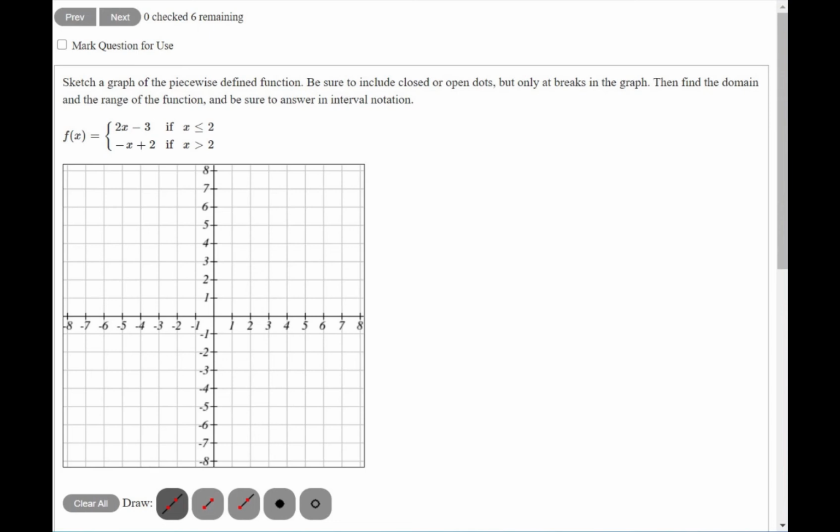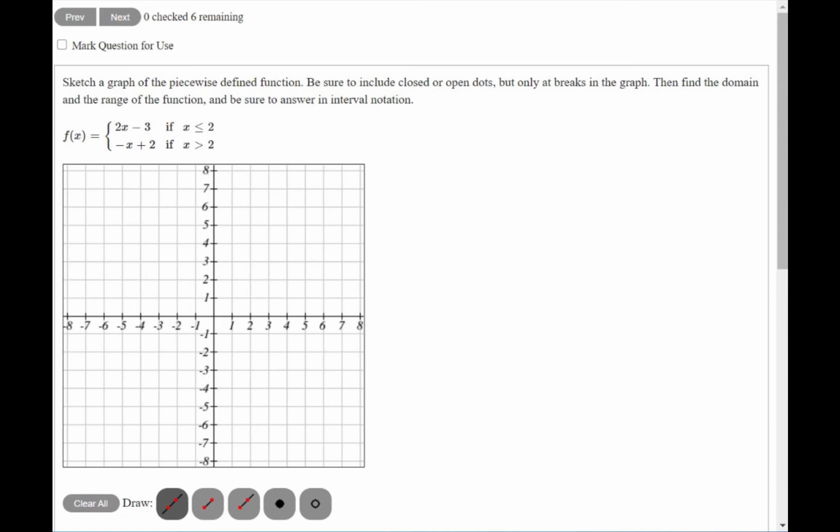Sketch a graph of the piecewise defined function. Be sure to include closed or open dots, but only at breaks in the graph. Then find the domain and range of the function, and be sure to answer in interval notation. Let's start with the graph of this piecewise function.